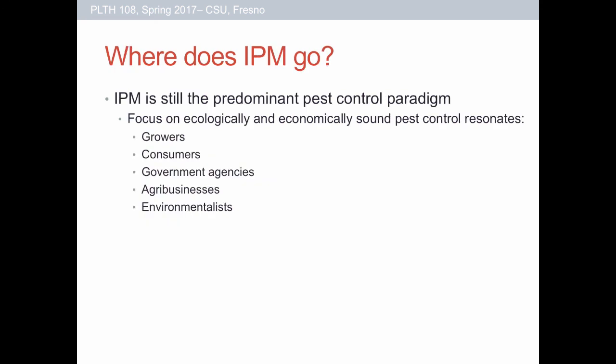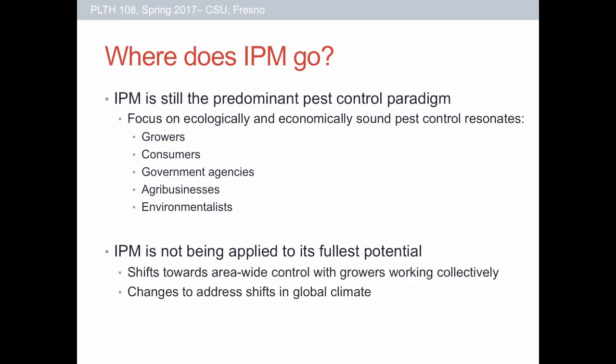So, where does IPM go in the face of all of this? I think the primary thing to keep in mind is that IPM is the predominant paradigm right now, and it doesn't look like it's going anywhere, at least not right away. The fundamentals of the process still resonate with a lot of people, whether you're a grower looking for an efficient way to raise food or an environmentalist who's concerned about environmental quality. But at the same time, IPM is not being used to its fullest potential. Shifts to address climate change, genetics, and area-wide control will hopefully make pest control more efficient.